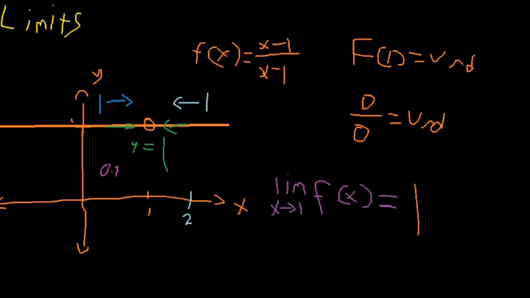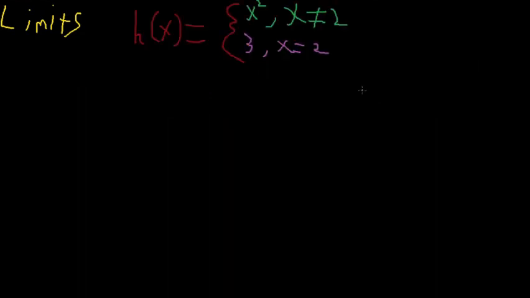Let's move on to another example so you get a better understanding of this. For our next example, we have the piecewise function h of x, which equals x squared when x doesn't equal 2, and 3 when x does equal 2. So let's quickly sketch a graph. It's going to be a poor graph, but let's try to sketch what this might look like.